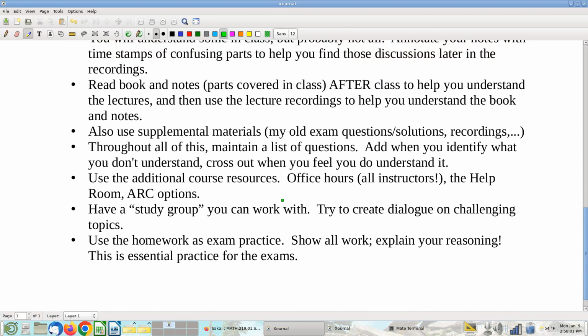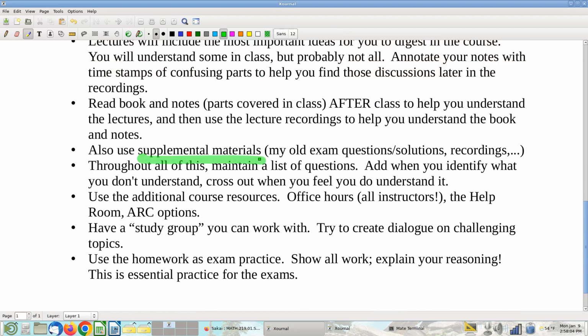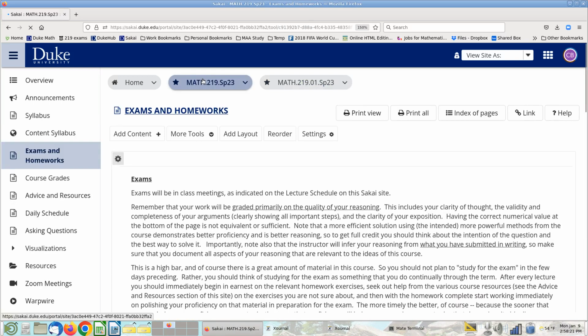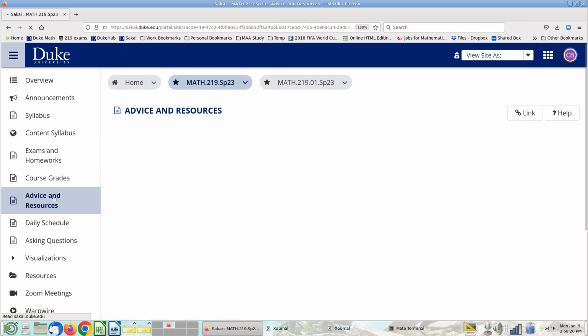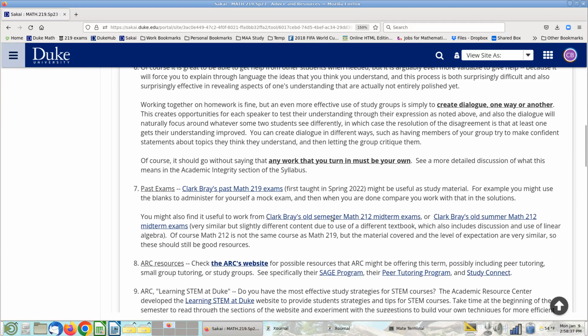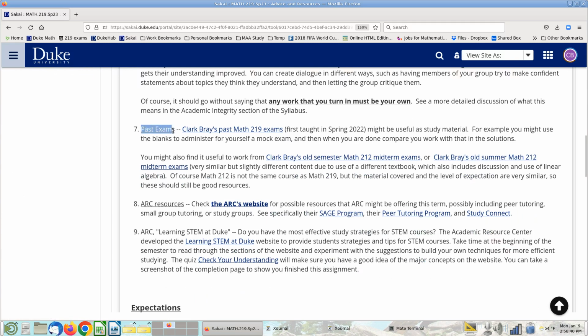Okay, so there are also supplemental materials that I think can be really useful. First I'm going to note my old exam questions and solutions. I'm going to go back to the Sakai site for this. In particular, this is the course Sakai site where you will find it. And if you go to the section called Advice and Resources, here we are, Advice and Resources. I want you to, again, reminder, you should read all of this. I'm not going to read through all of it myself, but make sure to read all of this. And down here, number 7, past exams.